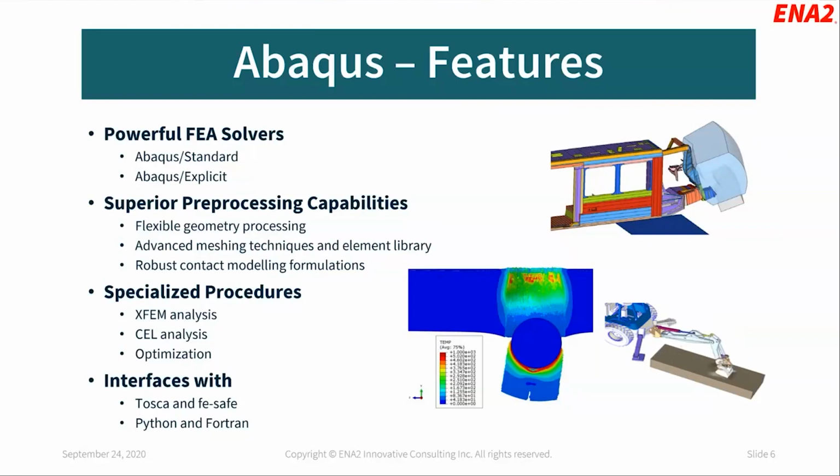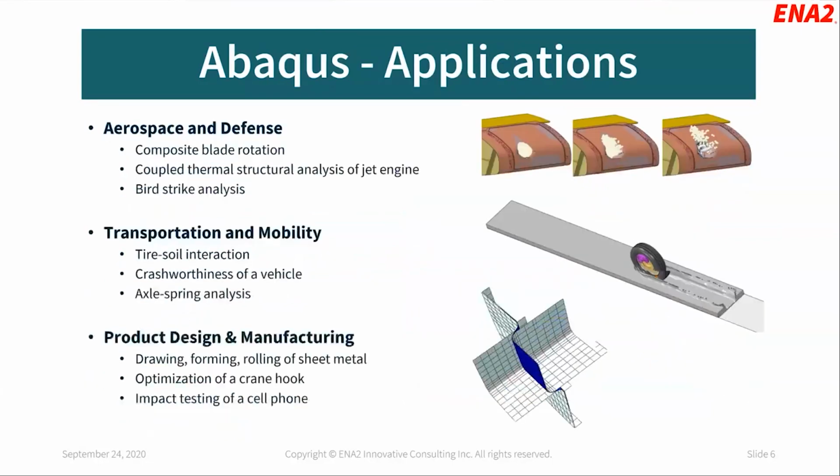Also, you can use the Python language to write scripts which can help you automate tests. And you can also write your own subroutines, for example, if you want to specify custom material properties. Subroutines in Abaqus are typically compiled in Fortran. So let's go over some of the industries in which Abaqus is applied.